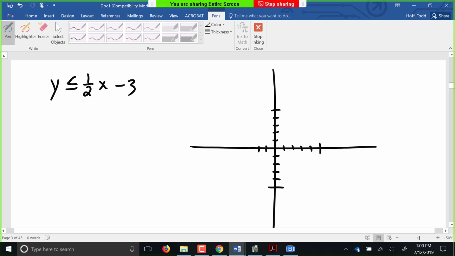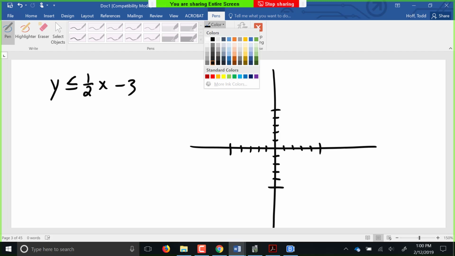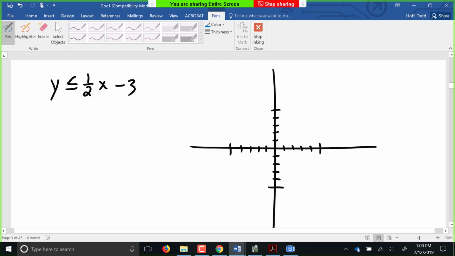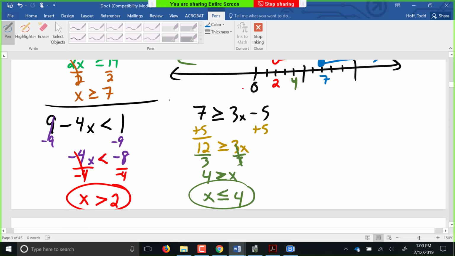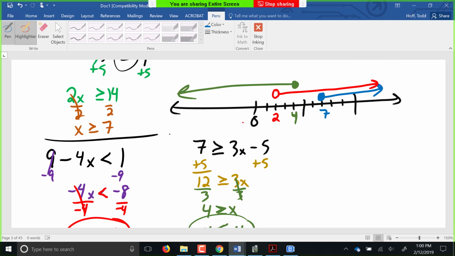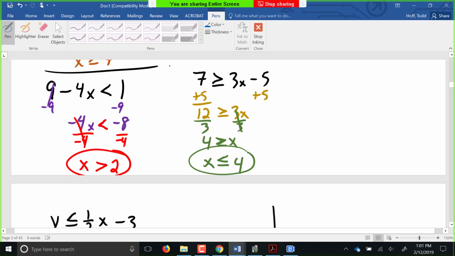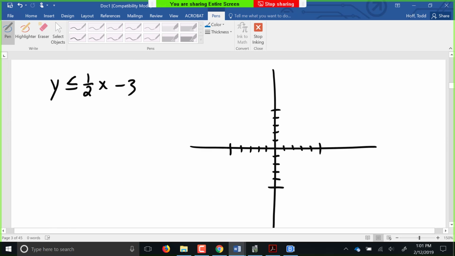When we go to graph that, just like we did with the one-variable ones up above here, we treat it as though it's an equals and we just graph it. We find that boundary value, if you will. These dots here were the boundary values. That was saying that one side of this dot is the solution, the other side is non-solution. So, in this case, instead of just being a dot, however, that boundary is going to be a line. So, we'll treat this as y equals 1/2 x minus 3.